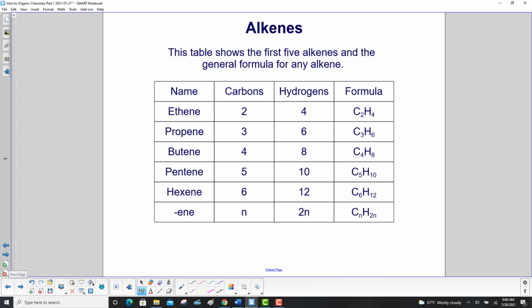Here are the first 5 alkenes and the general formula for any alkene right here, CnH2n. So let's just look at butene, for example. We have 4 carbons and we have to have 2n hydrogens, so 2 times 4 is 8. And you write that as C4H8.